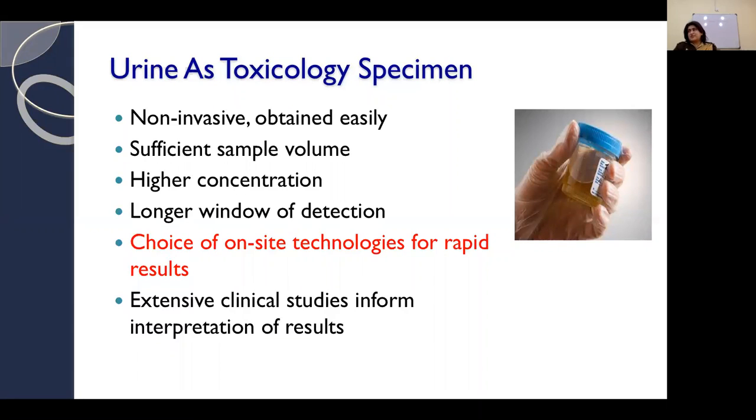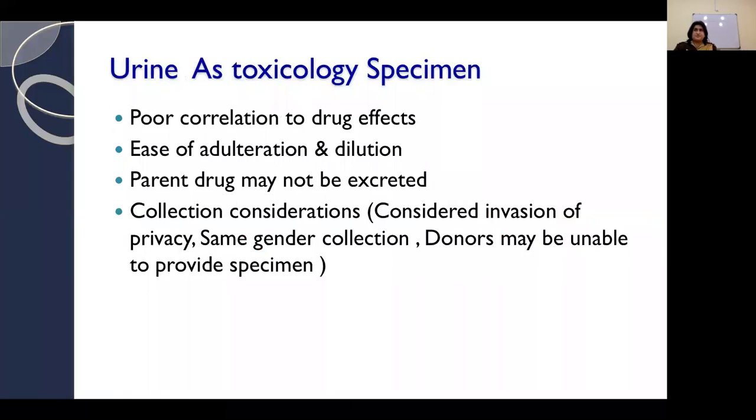Because most of the rapid technology results are available in urine as a matrix rather than blood. And also, just like blood, we have extensive clinical studies which inform and guide us about the interpretation of results. However, as far as disadvantages are concerned, it does not have as good a correlation to drug effects as compared to blood. And we have ease of filtration and dilution as well.